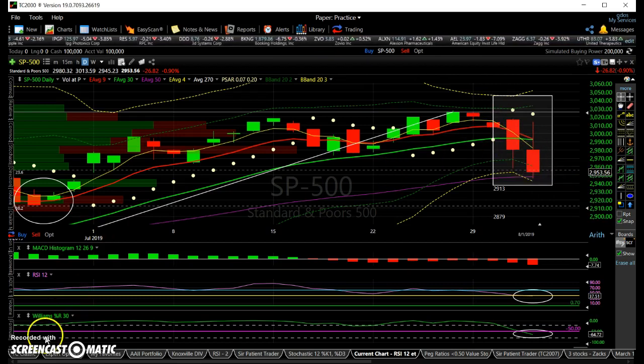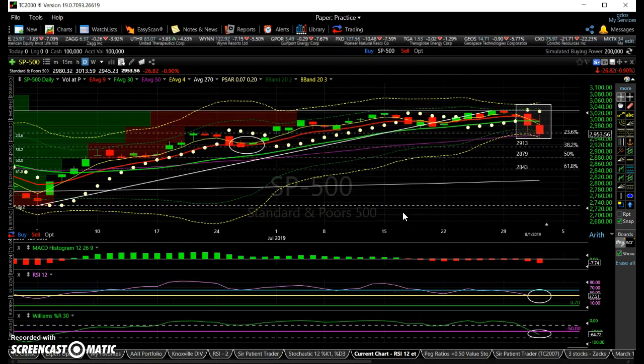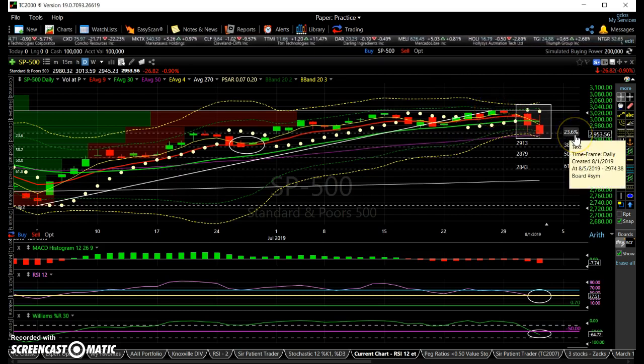Okay. Now the next thing I want to point out is the Fibonacci retracement levels, I put them in here, and the price that is associated with those levels. So we took a Fibonacci retracement from this low here in June, I think it was in June, all the way up to the most recent high. And so we have a 23.6% retracement level here.